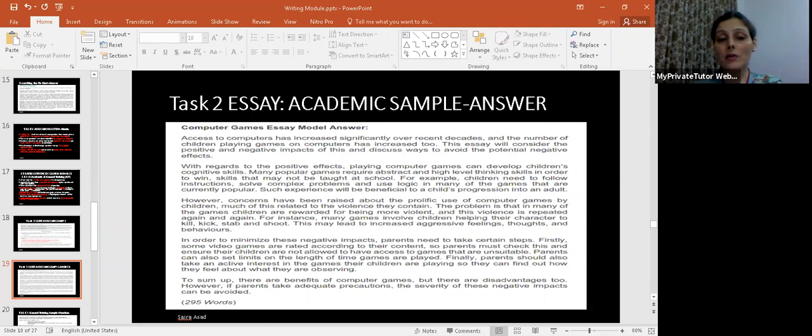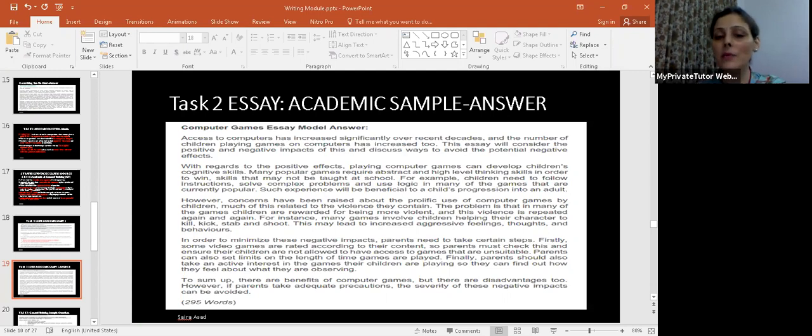Now, in the second paragraph, with regards to the positive effects, playing computer games can develop children's cognitive skills. Many popular games require abstract and high-level thinking skills in order to win. Skills they may not be taught at school. For example, children need to follow instructions, solve complex problems, and use logic in many of the games that are currently popular. Such experience will be beneficial to a child's progression into an adult. One example, enough, I have described it.